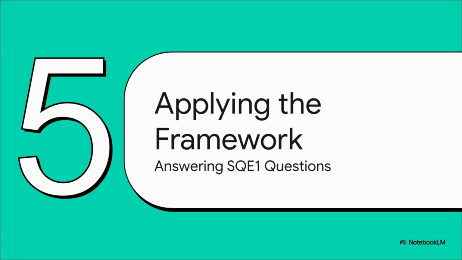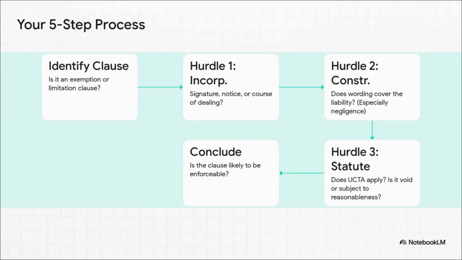Right, we've gone through all the theory, we've jumped the hurdles. So now, let's put it all together. How do you actually use this to answer an SQE question? Let's build the perfect framework. Every time you see a problem question on this, just walk through these steps. 1. Identify the clause. 2. Hurdle 1. Was it incorporated? 3. Hurdle 2. Does the wording actually cover what happened? 4. Hurdle 3. What does the statute say? And finally, 5. Conclude. Pull it all together and decide if the clause is likely to stand. If you follow this every time, you'll be golden.